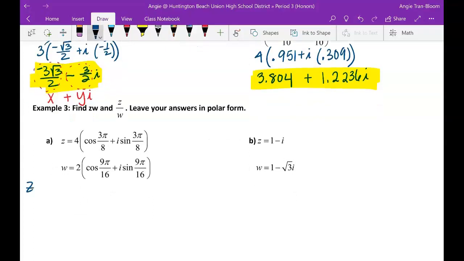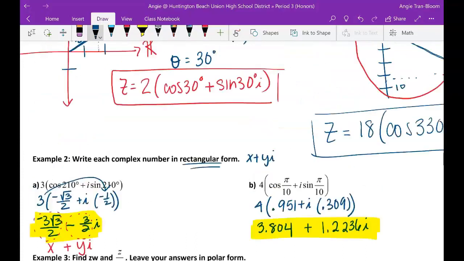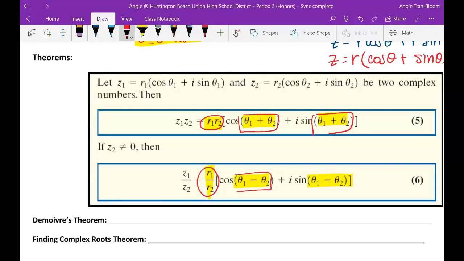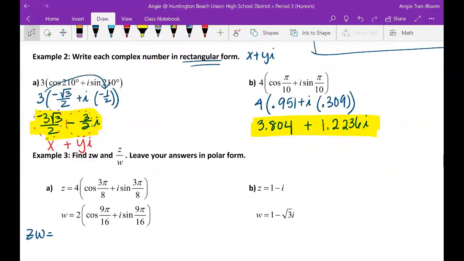So in multiplication, let me remind you of what we do when we multiply. When we are multiplying, we multiply the radii and we add the angles. When we divide, we divide the radii and we subtract the angles. So keep that in mind when we're working these out.